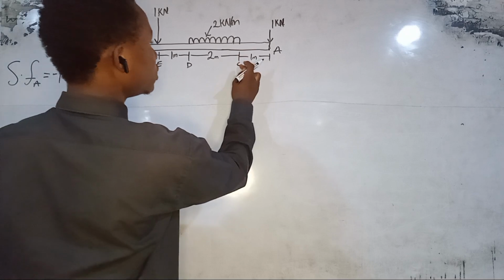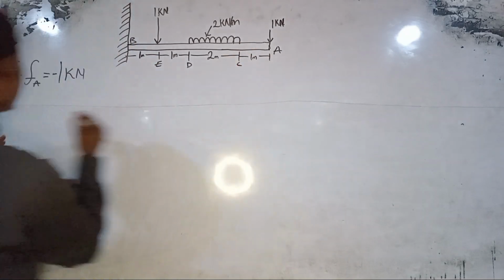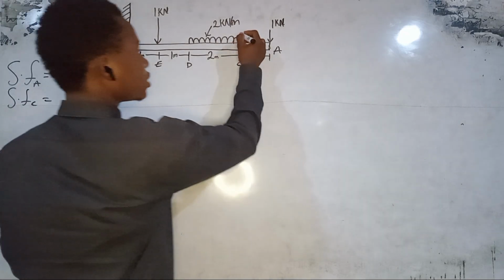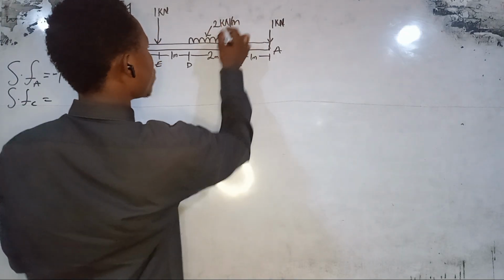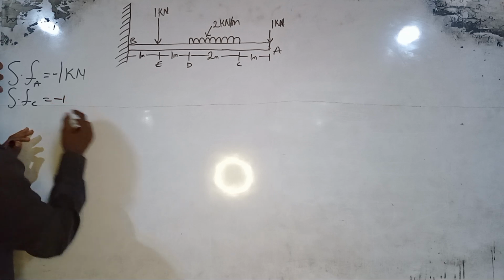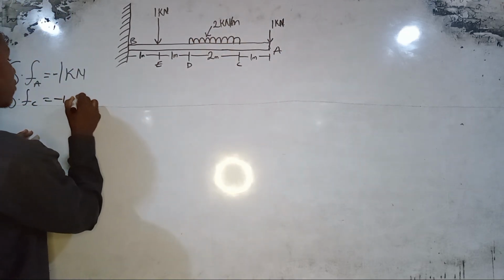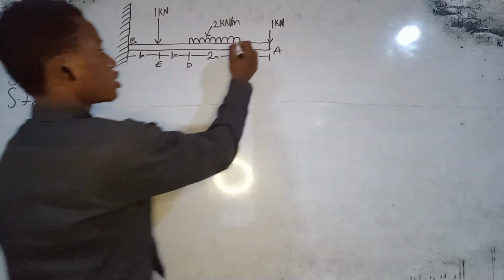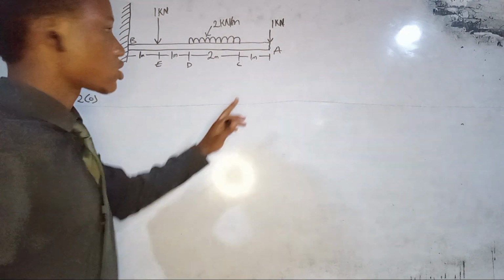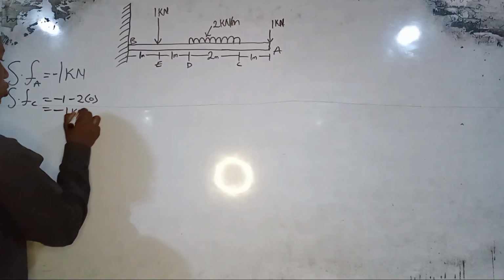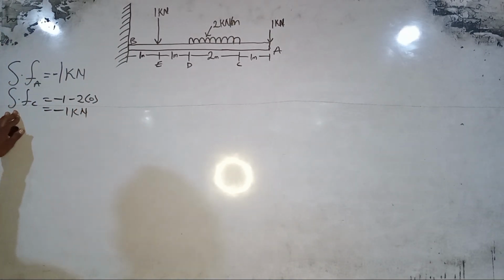Then at C here, the shearing force also is still 1 kilonewton, because at this point we have minus 1, which is this one. Then for the U.D.L, we have minus 2 times 0, because it has not moved any distance from C here. So it will eventually become minus 1 kilonewton. That is the shearing force at C.